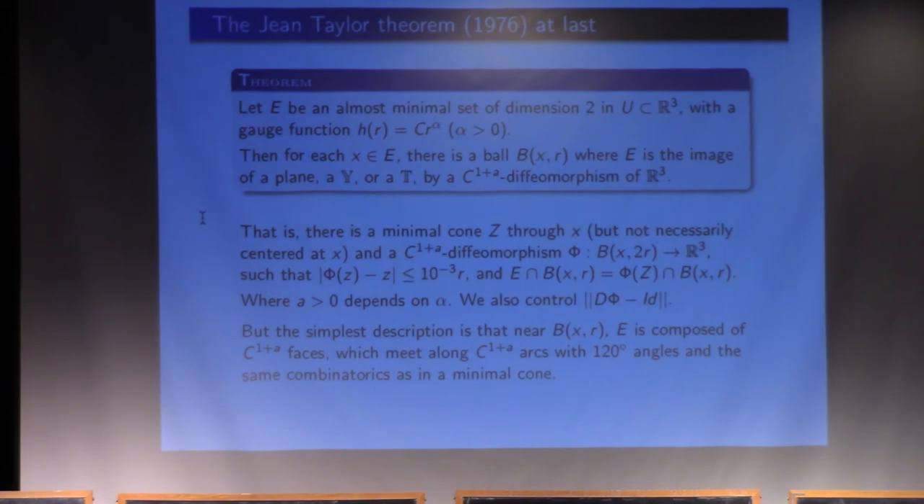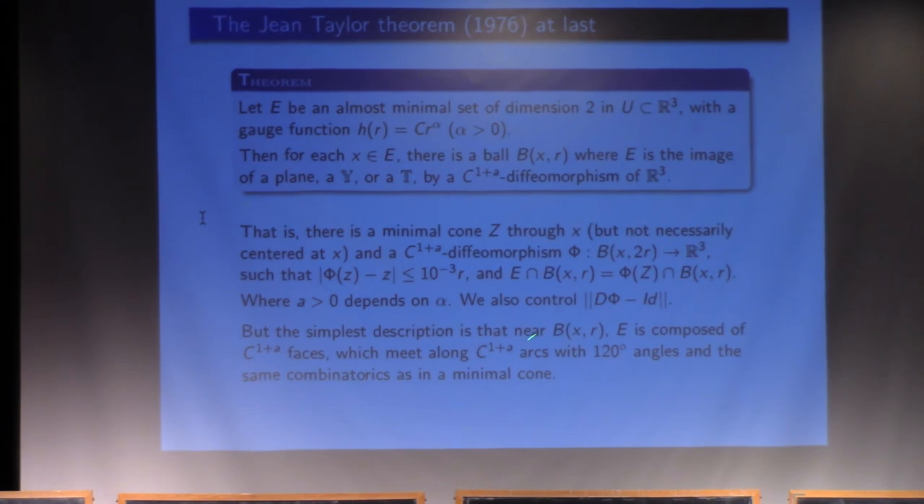And when I'm saying almost the same, I mean through a diffeomorphism of space that essentially maps the cone to the set in the small ball. Okay, so in the small ball, the set is just a copy of a cone with C1 plus alpha distortion, okay? And so again, don't read the middle.